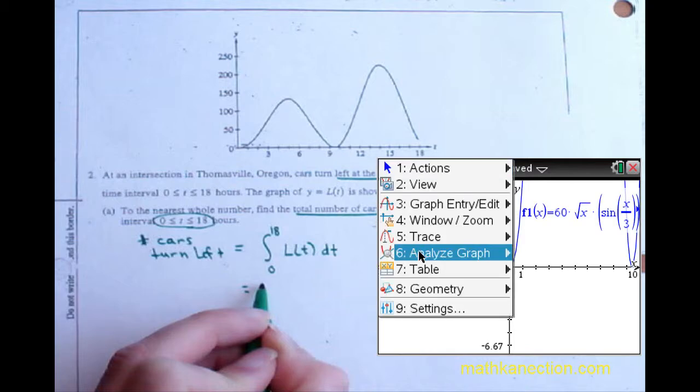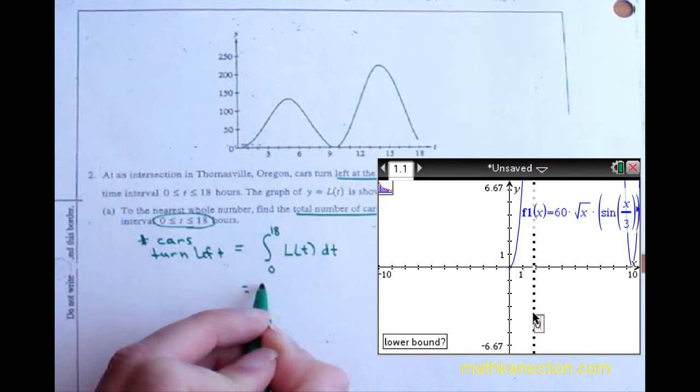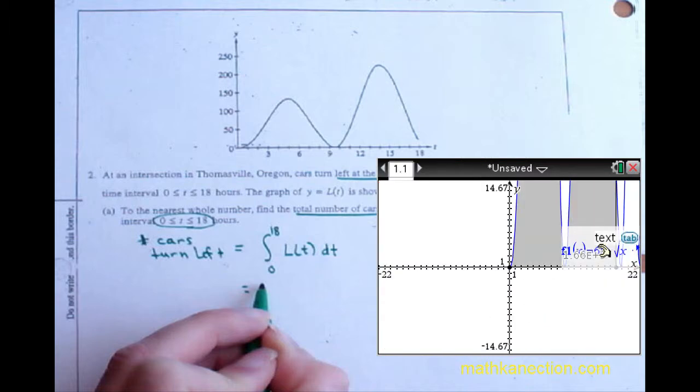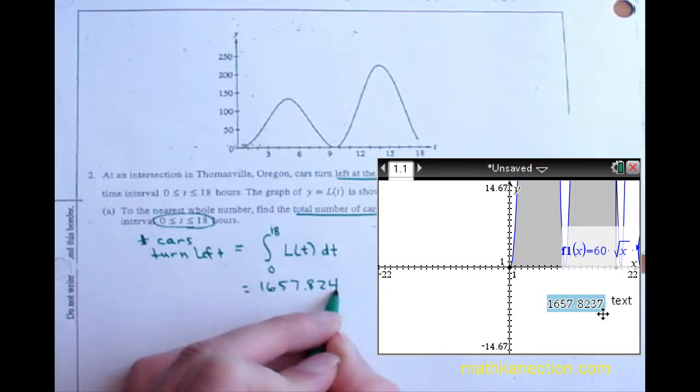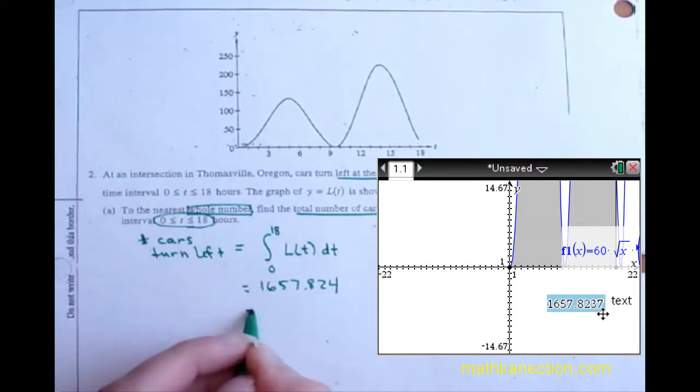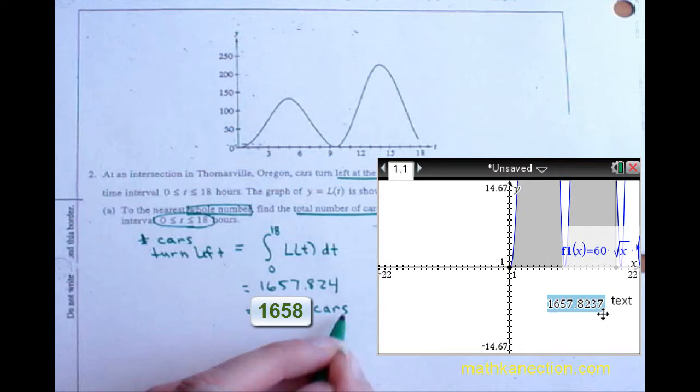Then going to menu and analyze graph and doing the integral from 0 to 18. We get the value of 1,657.824, but we need to round to the nearest whole number, so it's 1,658 cars.